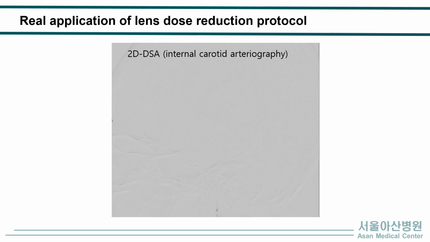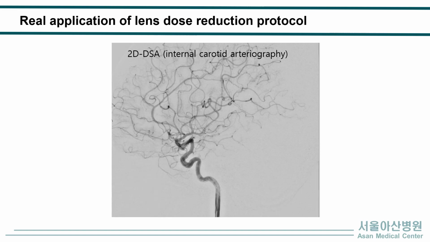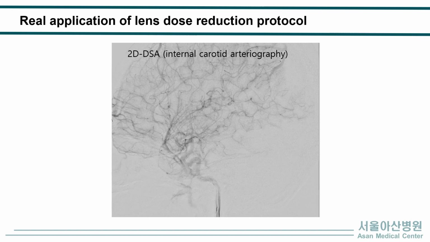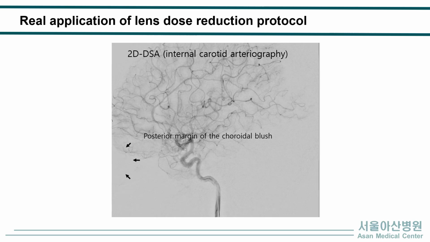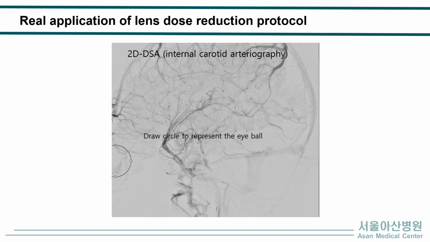This is the video to help you understand. I'm going to explain how to apply the lens dose reduction protocol in 3D-RA through this video. First, perform an internal carotid arteriography and check the location of the choroidal blush. And mark the choroidal blush with a circle.